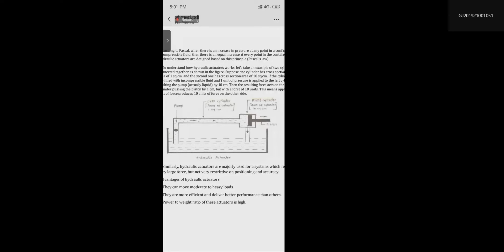I can give the advantages of hydraulic actuators. First, they can move moderate to heavy loads. Second, they are more efficient in delivery and give better performance than others. Third, the power to weight ratio of this actuator is high.